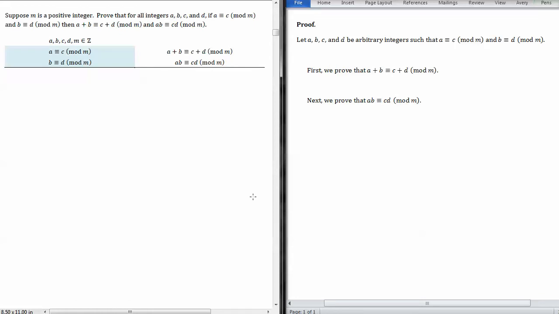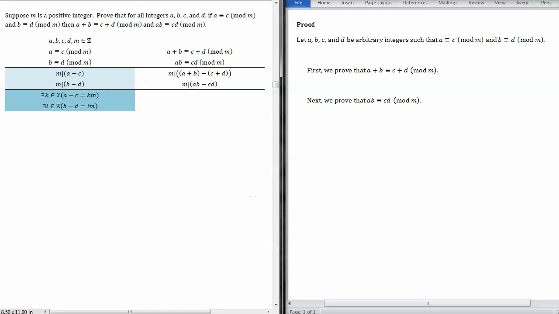We begin by writing out the definition of what it means for these to be congruent mod m. It just means that m divides the difference. So that gives us those two statements, and the same thing over here. Then for m to divide a minus c means that there exists some integer k such that a minus c is k times m. And similarly for the next one, and I'm going to be careful to use a different letter L there because there's no reason those have to be the same.